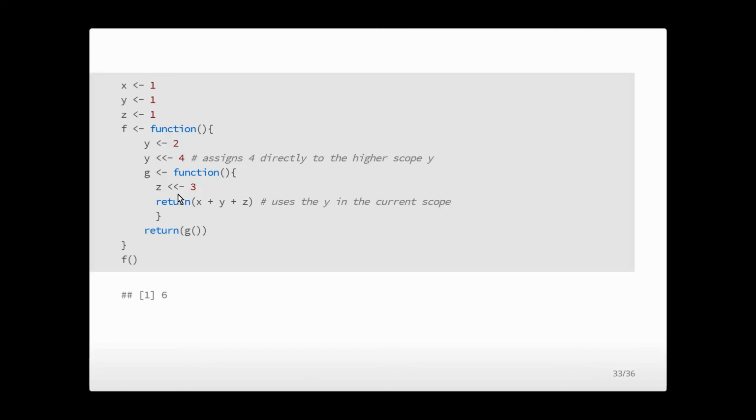And so this 4 will overwrite this y, whereas this will still remain 2. And then here I've got z superassignment 3, so it's going to look for it in here, it doesn't find it, and then it goes to the parent one here. And so when I return x, y, and z, what is it going to give me? It's going to give us 6. Because it's not going to use the 4 that's in the global, it's going to use the 3, which gets put into the global, but it's going to use the 2, which is defined inside that bubble there.